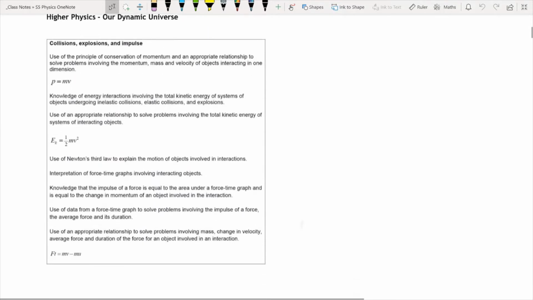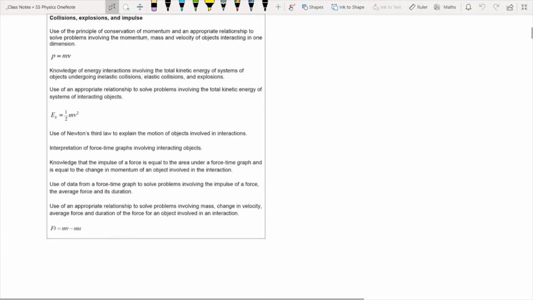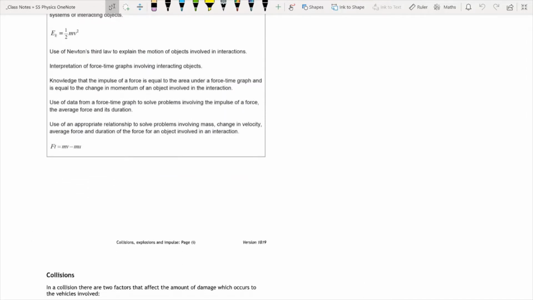So we've got the principle of conservation of momentum, and we have momentum, which is known by a P for some reason, is m times v. We're going to use a kinetic energy equation again, so we're all familiar with half mv squared. And there's also this one at the bottom, Ft, so force times time, is equal to the change in momentum, so m times final velocity minus m times initial velocity. All will become clear when we go through them.